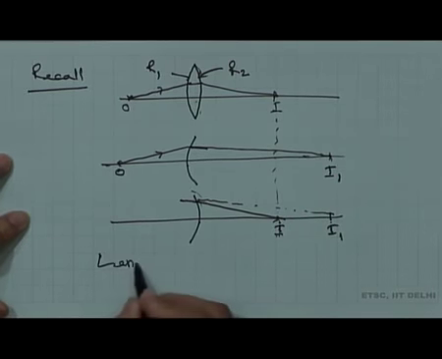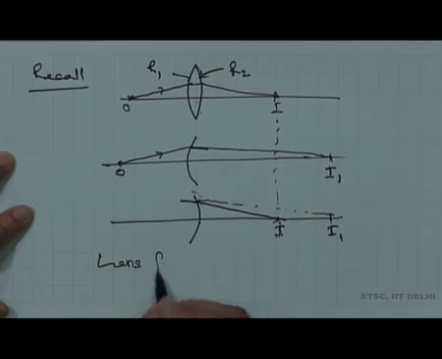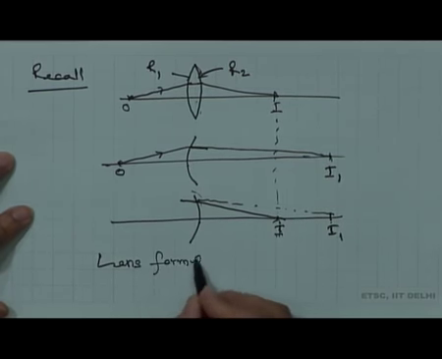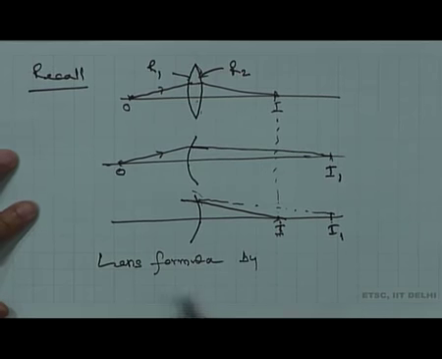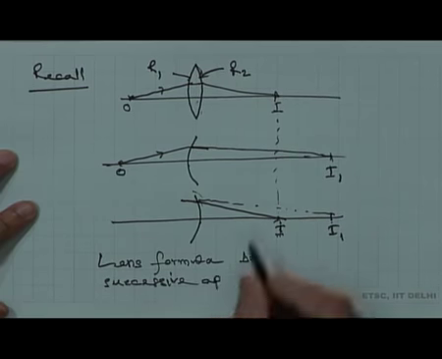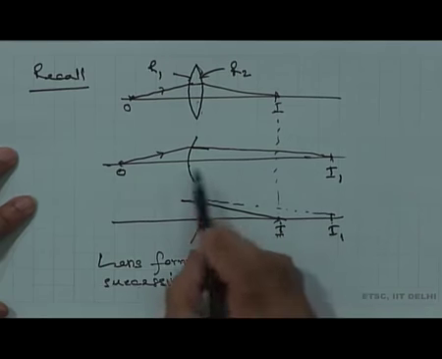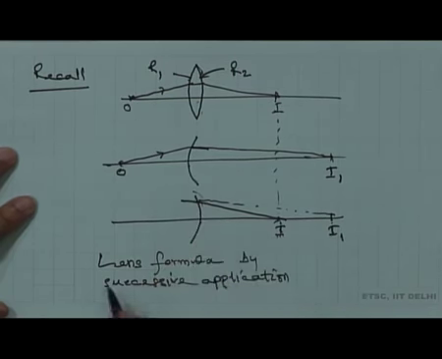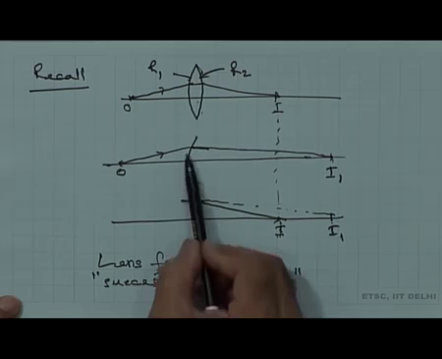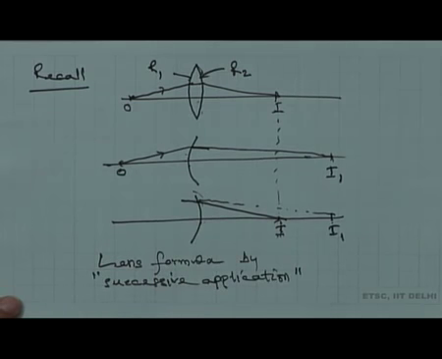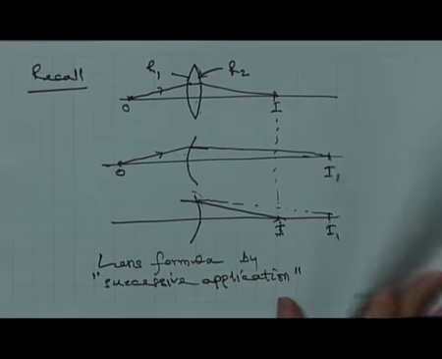So we derived the lens formula by successive application, that is, one after another, successive application of the formula for refraction at a single interface. We did this to obtain the lens formula. We follow the same procedure now.